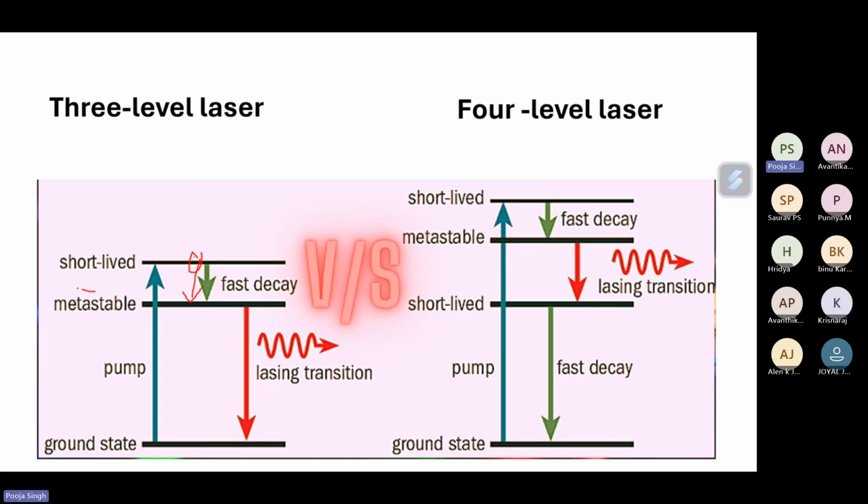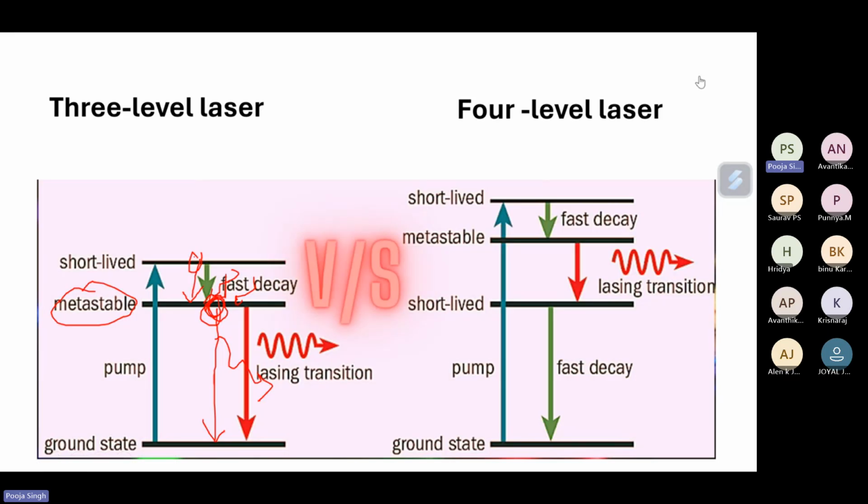That lower state we call the metastable state, and from here we apply an external stimulus, so that the electron in the metastable state will undergo to the ground state. As a result, it will emit the photon. That we call a lasing transition. I think I have repeated this many times, and you have understood at least the basic principle of how we produce laser.